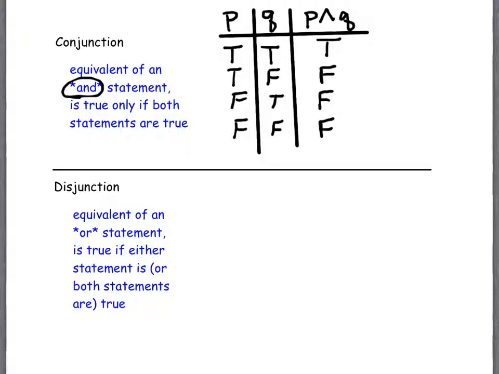So what you see over here is that a conjunction is true only if both of the statements are true. And that's exactly what our truth table shows, right? We only have one true in that final column.